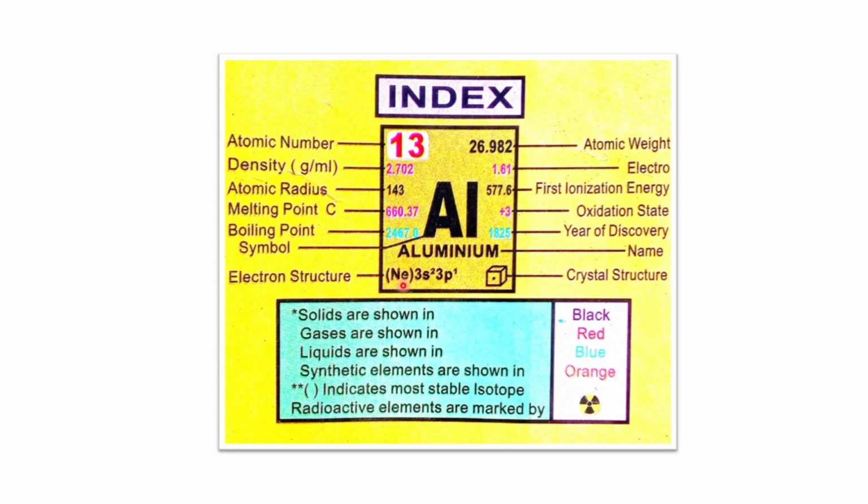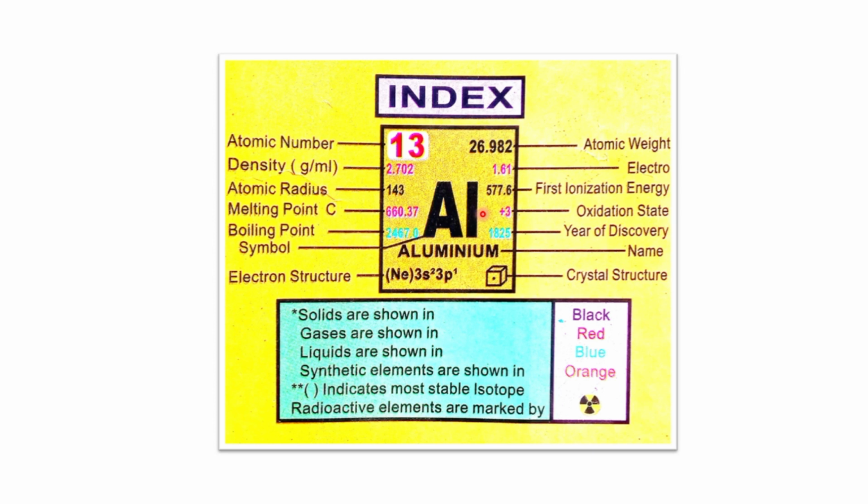So it counts 10 electrons. Then it has 3s2, 2 electrons in the s orbital, and 3p1, so 1 electron in the p orbital. So in total, it has 13 electrons. So that is the electronic structure.